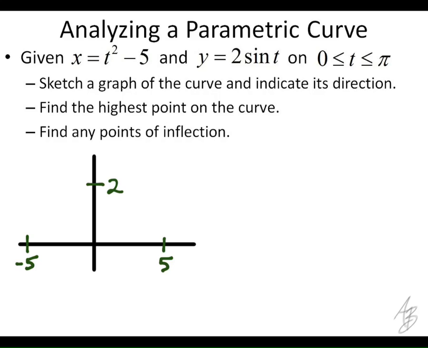Pi squared is around 10. It's a little bit less than 10. So pi squared minus 5 is going to be a little bit less than 5. So I scaled my x-axis from negative 5 to 5. Along the y-axis, I know that from 0 to pi, sine is always going to be positive, and it's going to go from 0 to 1. So this is going to go from 0 to 2. So my limits on my window should be approximately those values.